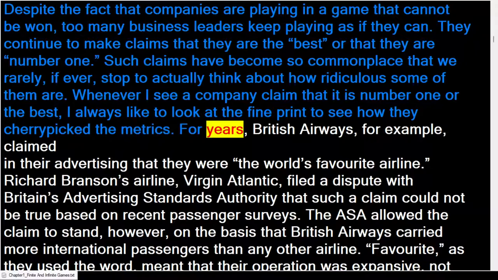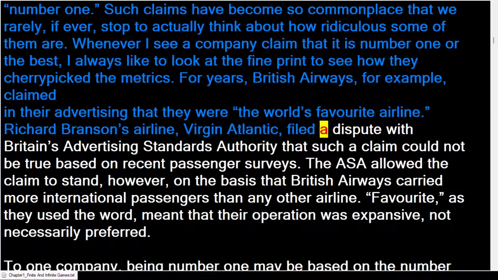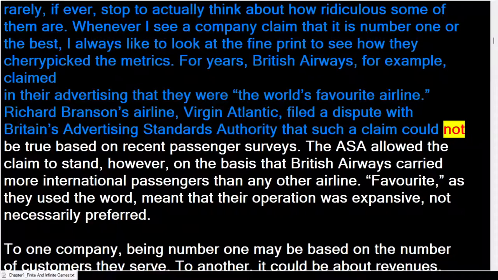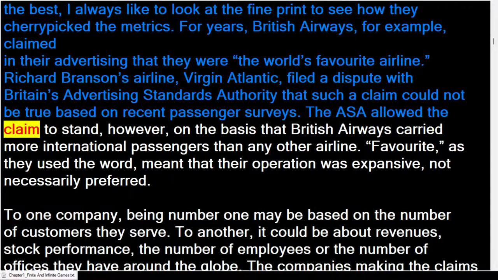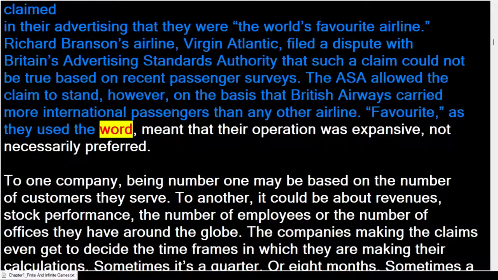For years, British Airways, for example, claimed in their advertising that they were the world's favorite airline. Richard Branson's airline, Virgin Atlantic, filed a dispute with Britain's Advertising Standards Authority that such a claim could not be true based on recent passenger surveys. The ASA allowed the claim to stand, however, on the basis that British Airways carried more international passengers than any other airline. Favorite, as they used the word, meant that their operation was expansive, not necessarily preferred.